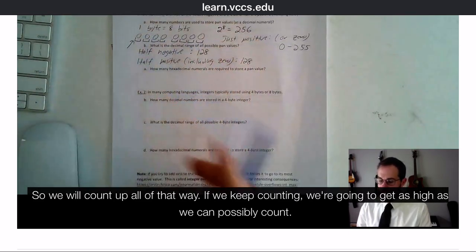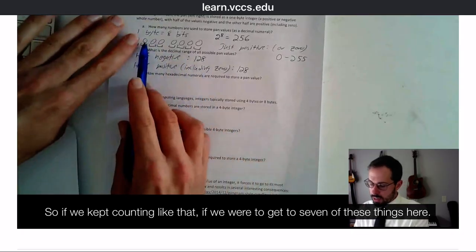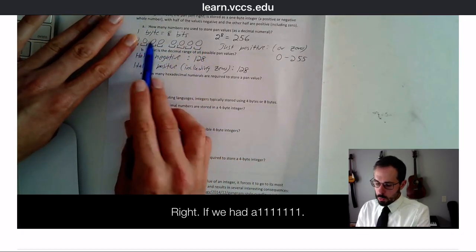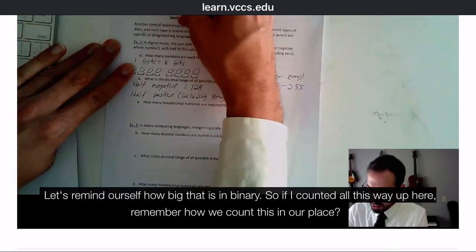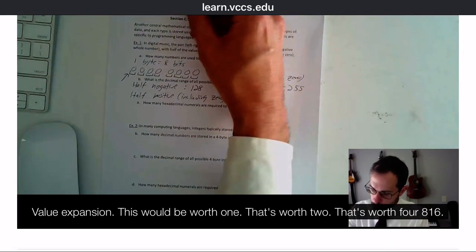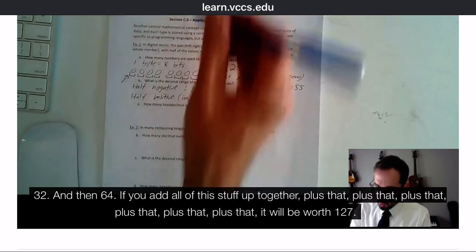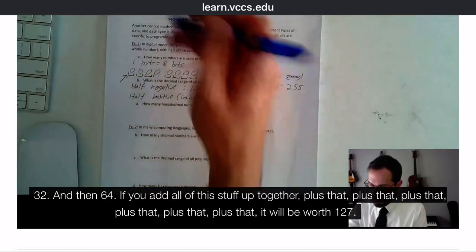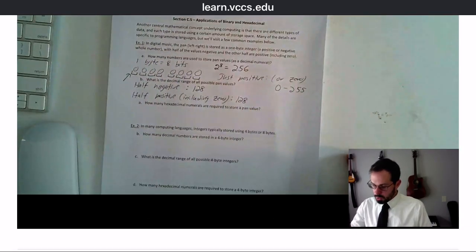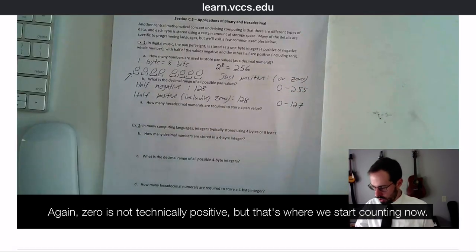If we keep counting, we're going to get as high as we can possibly count. So how high could we get up? If we kept counting like that, if we were to get to 7 of these things here, if we had a 1, 1, 1, 1, 1, 1, 1, let's remind ourselves how big that is in binary. Remember how we count this in our place value expansion, this would be worth 1, that's worth 2, that's worth 4, 8, 16, 32, and then 64. If you add all of this stuff up together, it will be worth 127. So the positive values are going to go from 0 all the way up to 127. Again, 0 is not technically positive, but that's where we start counting.